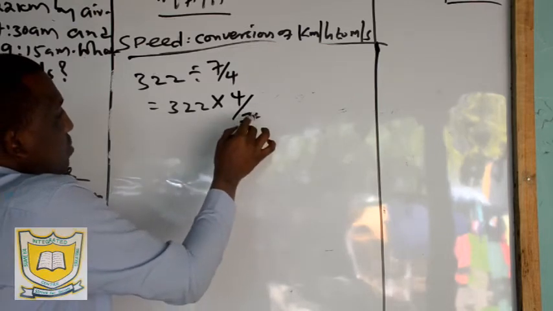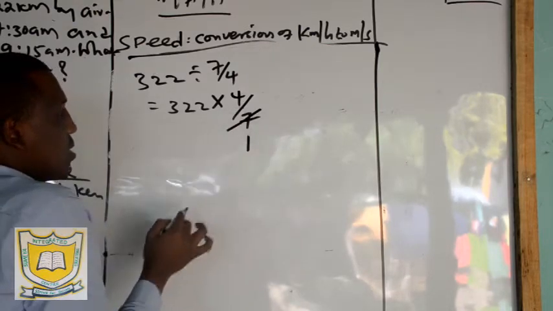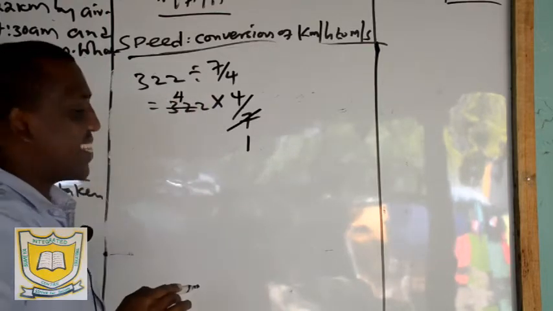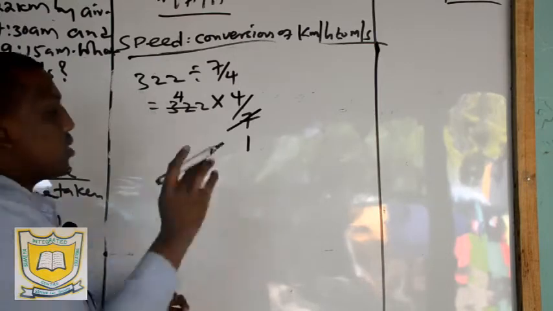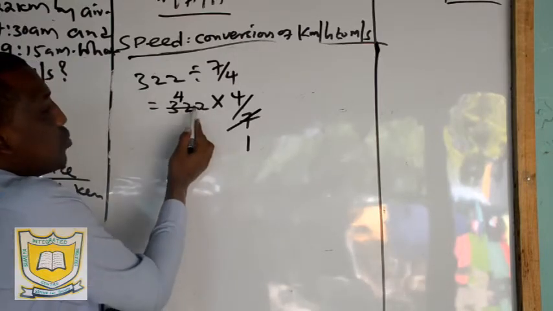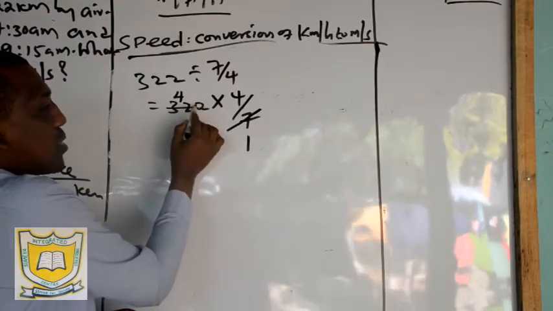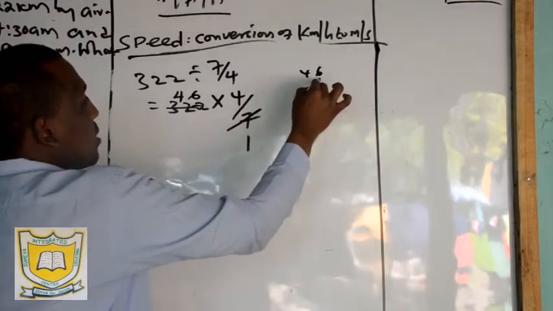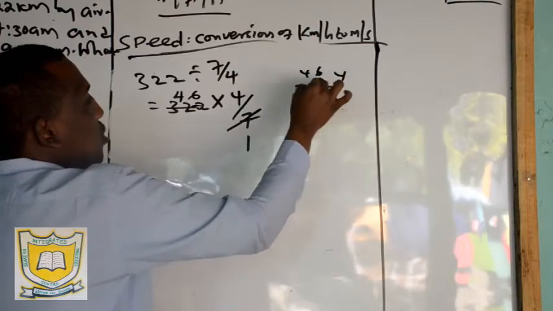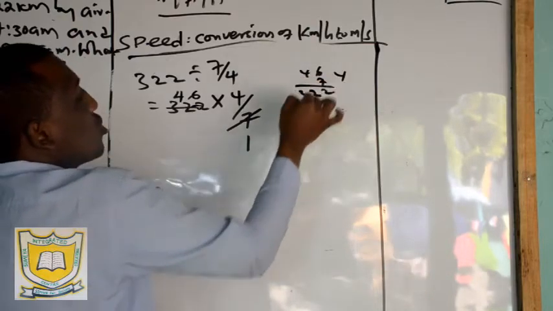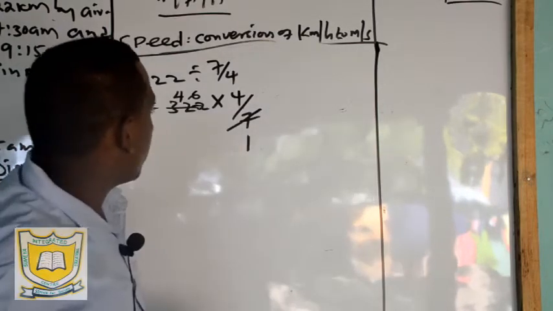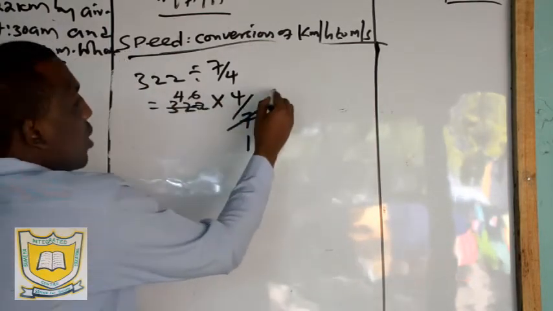322 divided by 7. By 7, 1. By 7, 4 because of 28. Remainder 4. Here it will become 42. 7 goes into 42 how many times? 6 times. So when you multiply 46 times 7, you get 2, carry 4, 28 plus 4 is 32. So you will get 322.